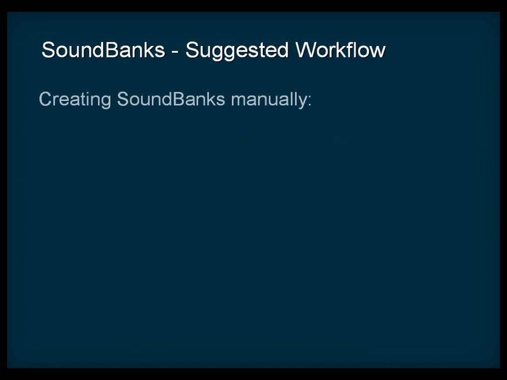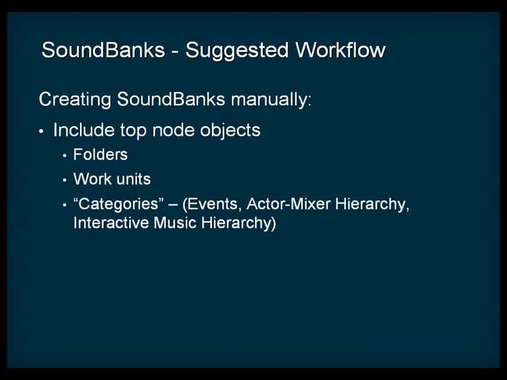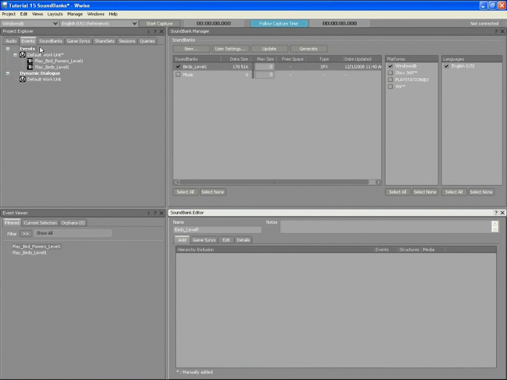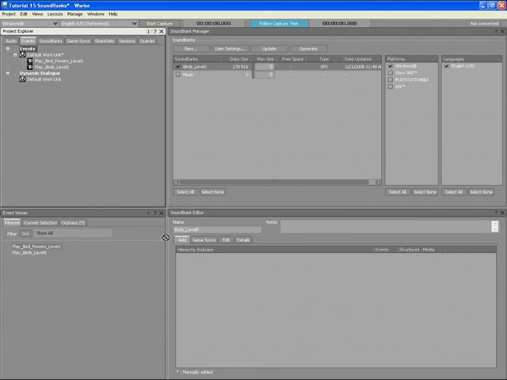When sound banks are created manually in Wwise, the best approach is to include top node elements in the sound bank to ensure that all child objects will be included in the bank. Top node objects include folders, work units, and categories. For example, if you want to have only one sound bank for your game, which is often the case at the early stages of development, you can simply drag the events category to include all the events, audio objects, and media used in your project.